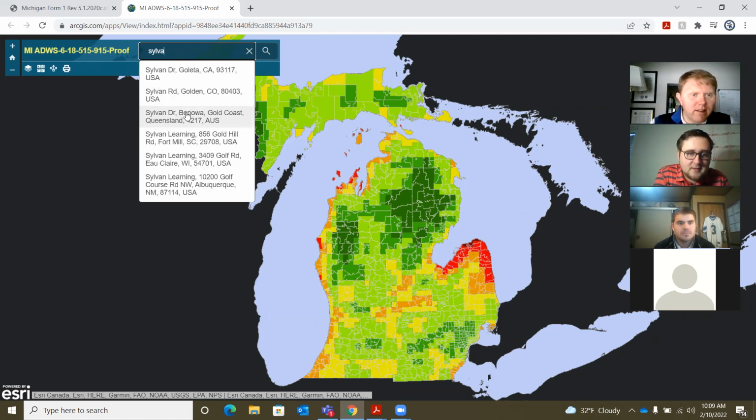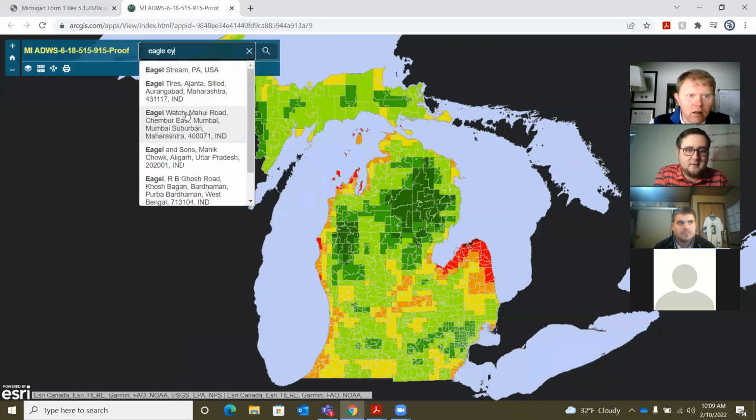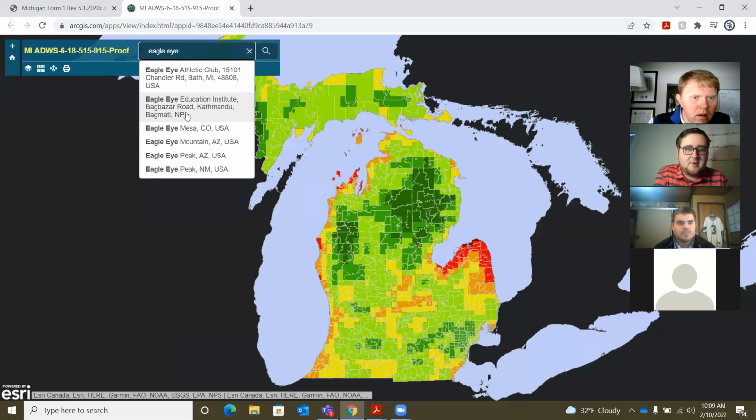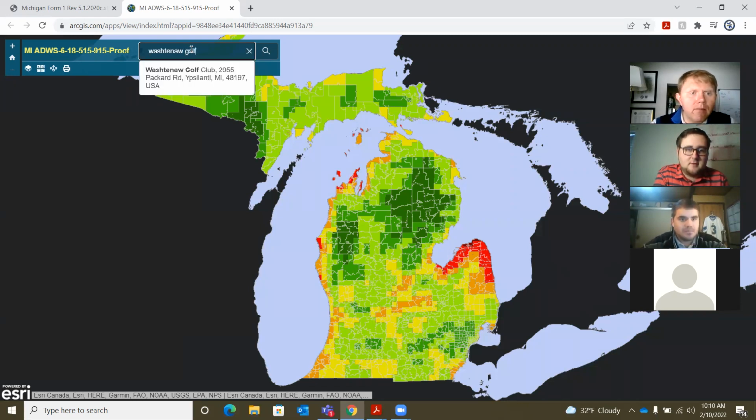Try something else. Sometimes you may actually have to type in the actual address. And Lori, we're gonna have the link ready here in a little bit. I still need to make some minor adjustments. But you can type in an address, or you can type in a golf course name. So if you type in, let's say, Washtenaw Golf Club, I know that one comes up.